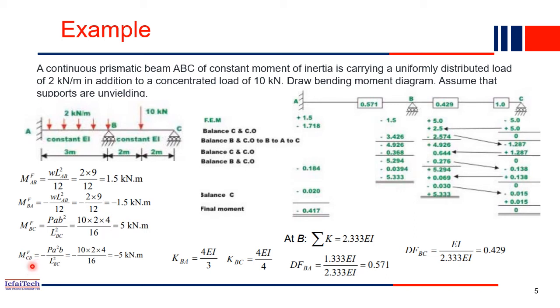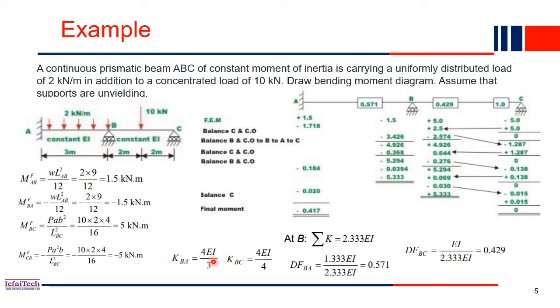Similarly MCB, at this end, how much will be the fixed end moment? That will be simply minus 5 kilonewton meter. Just plug in the values, you will get minus 5. So now the fixed end moment calculation is over. Whatever type of loads are acting, just refer to the formula we explained in the last slide and find the fixed end moment. That is our first step to solve the moment distribution method.